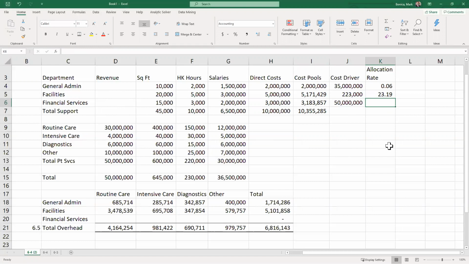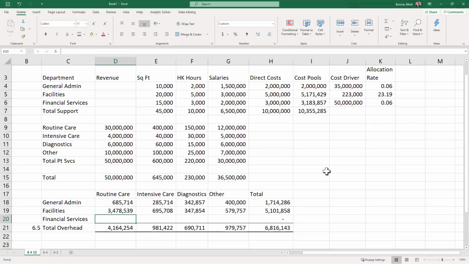So now we get the allocation rate. It's going to be the 3.1 million divided by 50 million, and we get approximately 6 cents of financial services expense per dollar of revenue.